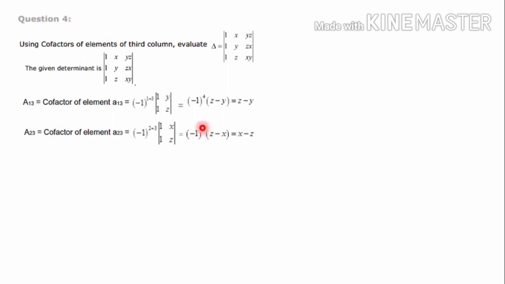Minus 1 the whole power 5 is minus 1, so minus 1 when you multiply with z minus x, minus x will be plus x and plus z will be minus z. So we can arrange it in order, we can write it as x minus z.